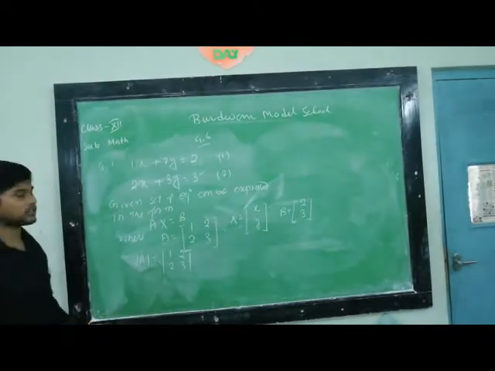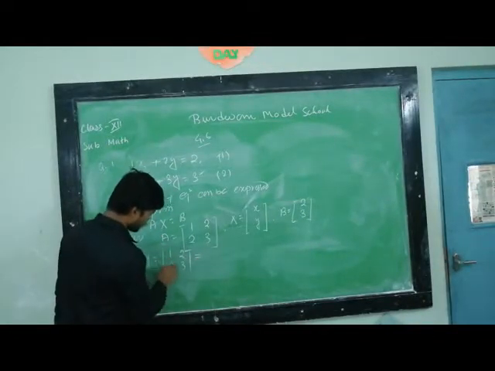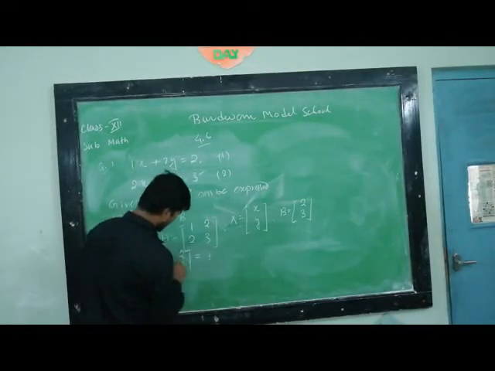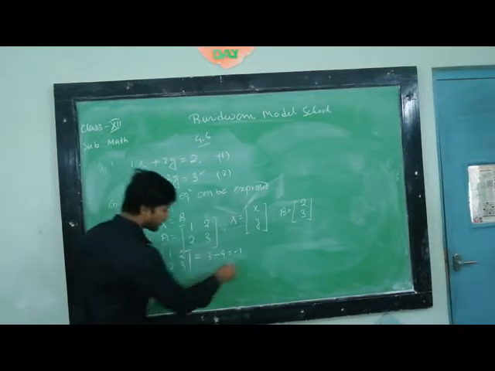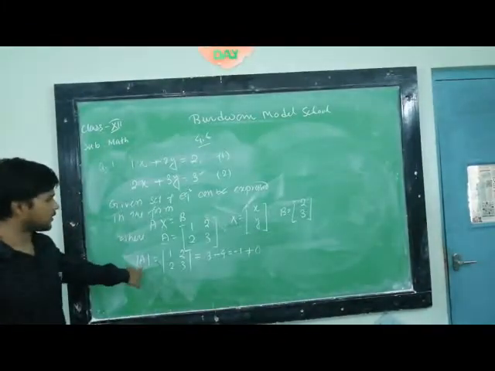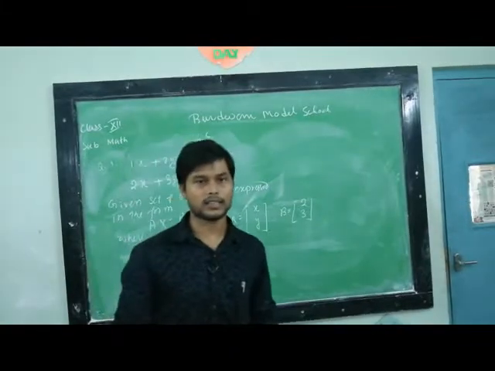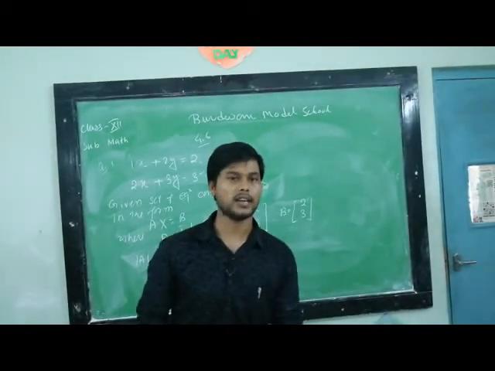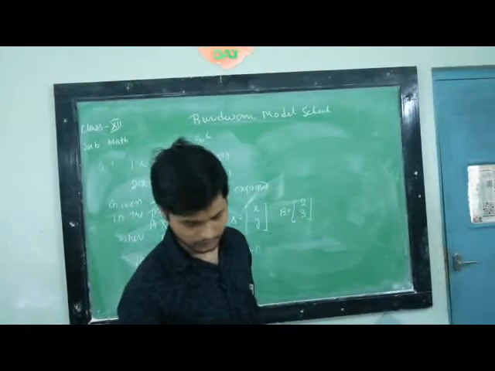Now expand it. It is a 2 cross 2 determinant, so we can easily expand it: 3 ones are 3 and 2 twos are 4, which is equal to minus 1. And obviously minus 1 is not equal to 0. That means det A is not equal to 0. And if det A is not equal to 0, we know that the system of given equations has a unique solution. So it has a unique solution.